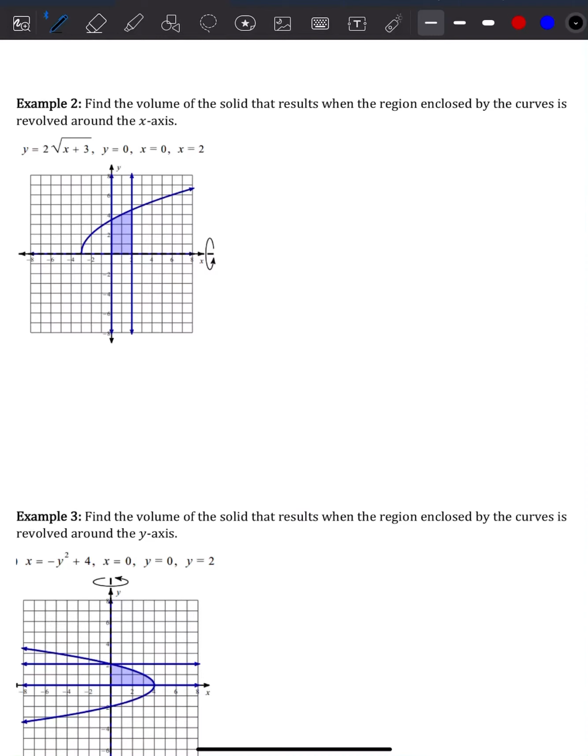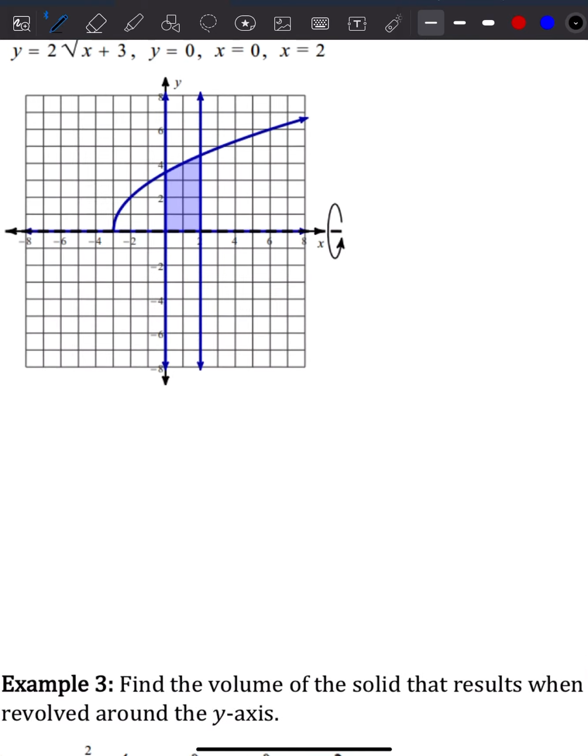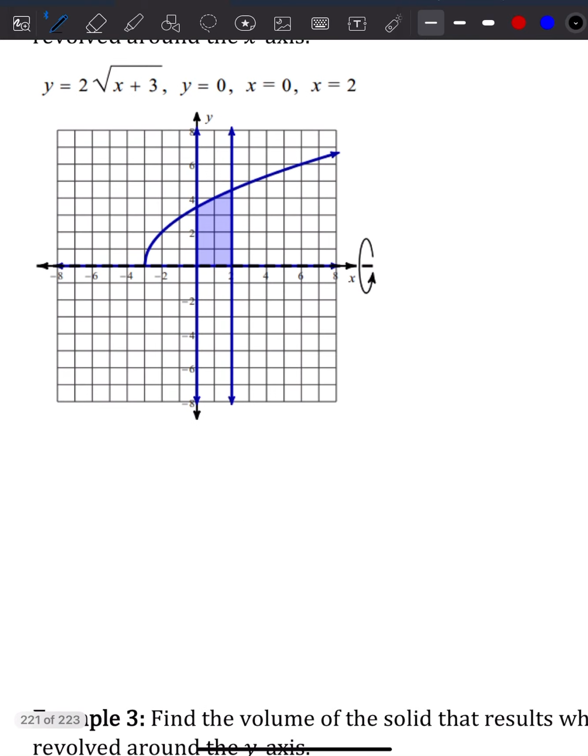We have to find the volume of the solid that results when the region enclosed by the curve is revolved around the x-axis. Our curve this time is y equals 2 times the square root of x plus 3, y equals 0, x equals 0, x equals 2.